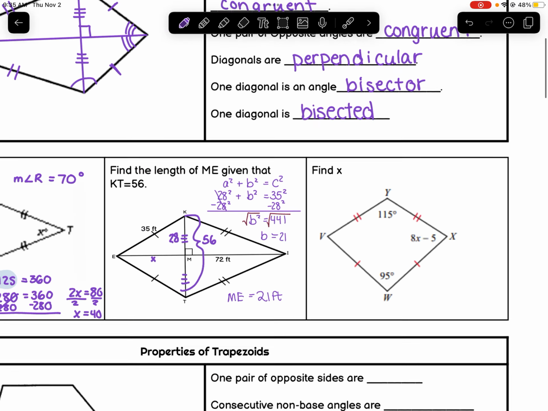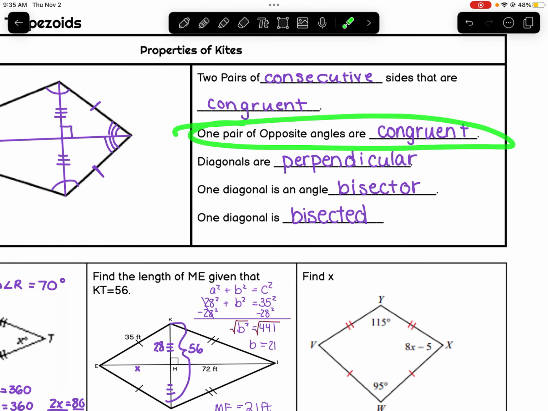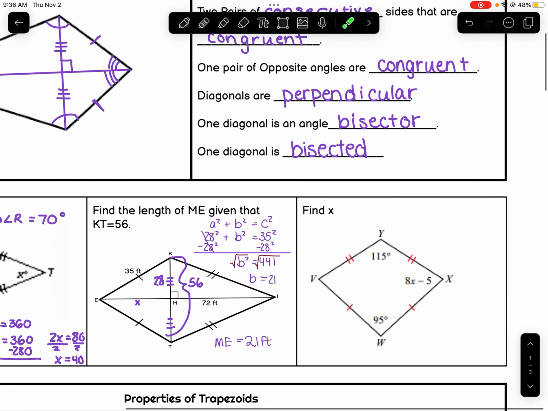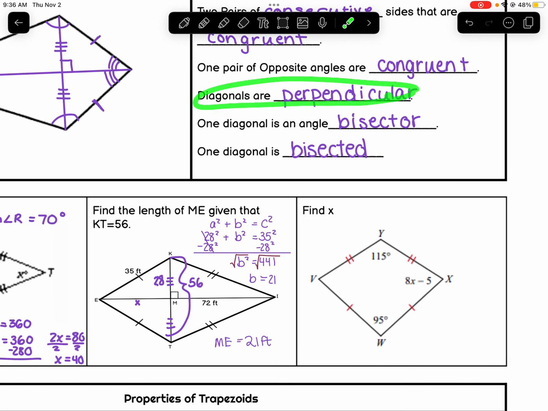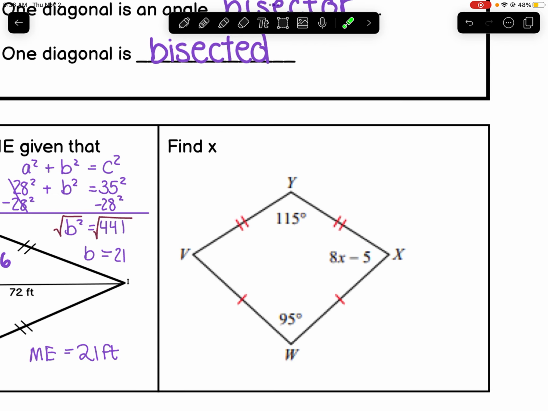For our last problem, all we're using one more time is the idea that one pair of opposite angles are congruent. I said that we're only using this on this problem, but we also use the idea that one diagonal is bisected. We use that here as well. But let's apply here. One pair of opposite angles are congruent. What opposite angles are congruent? Well, we can see y is not equal to w. They have different measures. And so it must be x and v are the opposite angles that are congruent.